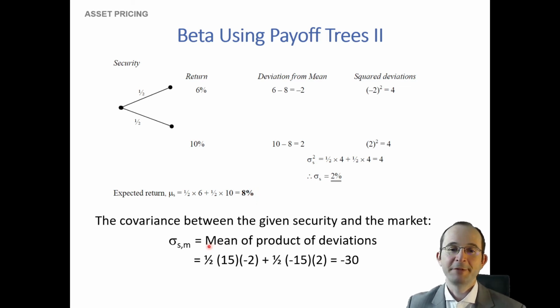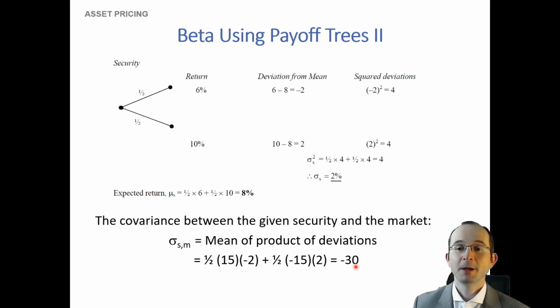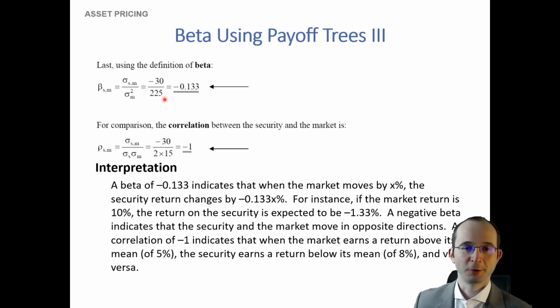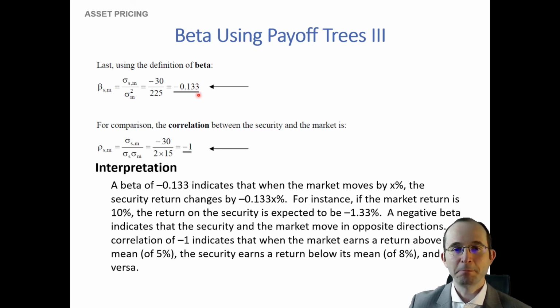So now if we have the covariance between the two assets of -30, we can actually then calculate the beta of this risk asset, which is, remember, the covariance over the variance of the market asset. So let's take our covariance substituted in the numerator, take our variance of the market portfolio substituted in the denominator, and we see that the beta of this asset is -0.133.